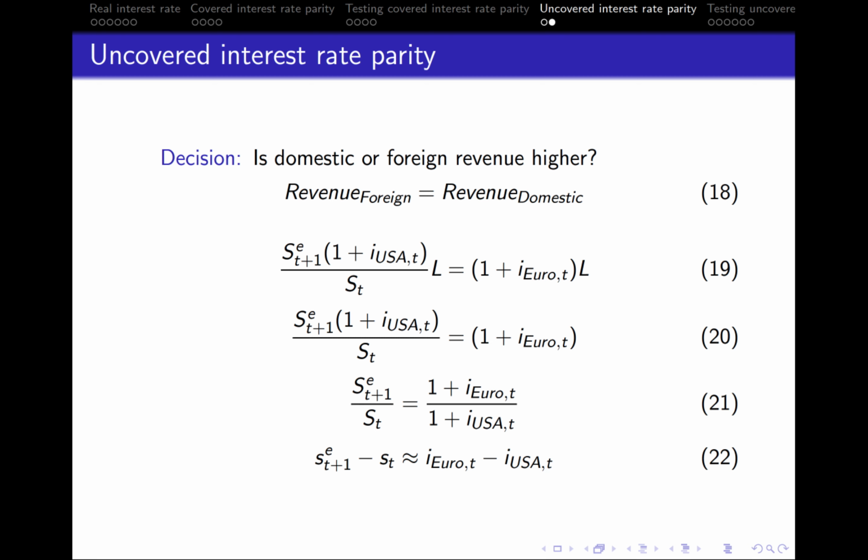Okay, and look, now we can use exactly the same reasoning as before to find a new revenue. And again, it turns out that the only thing we actually needed to change is F to S E, so the expected exchange rate at time T plus 1. If we go through the same transformations as before, what we end up with is the logarithmic version: the logarithm of the expected exchange rate at time T plus 1 minus the spot exchange rate at time T. Okay, and this is what we get. This is our uncovered interest rate parity condition.